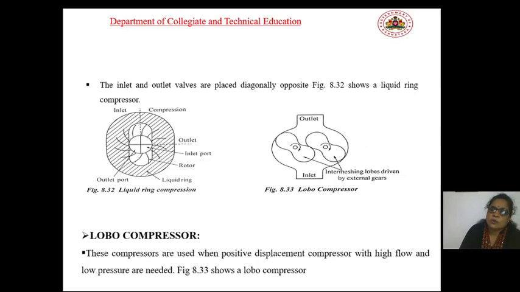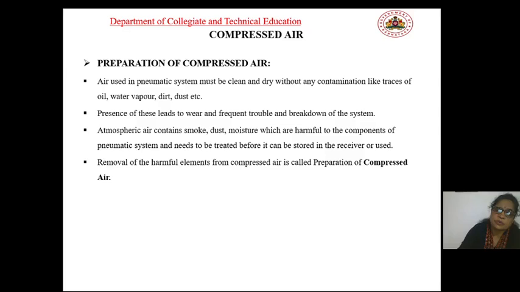So lobe compressor. Instead of vanes as in the vane compressor, here we are using lobes which are larger in size, and this is one type of positive displacement compressor used where a very high flow and low pressure are needed. The figure shows the lobe compressor. Next is manufacturing of compressed air.